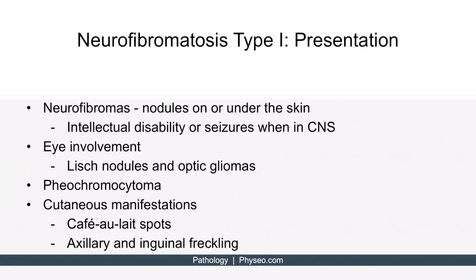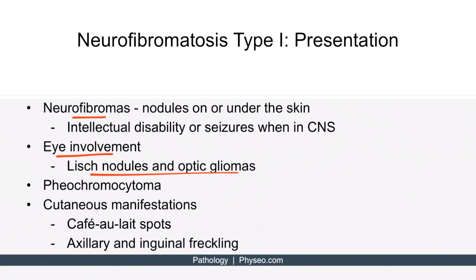Neurofibromatosis type 1 characteristically presents with neurofibromas, which are nodules on or under the skin, and these may cause intellectual disability and seizures when found in the CNS. The eyes may also be involved, and we may see Lisch nodules and optic gliomas. Lisch nodules are pigmented hamartomas of the iris, and optic gliomas are tumors that arise in or around the optic nerve.